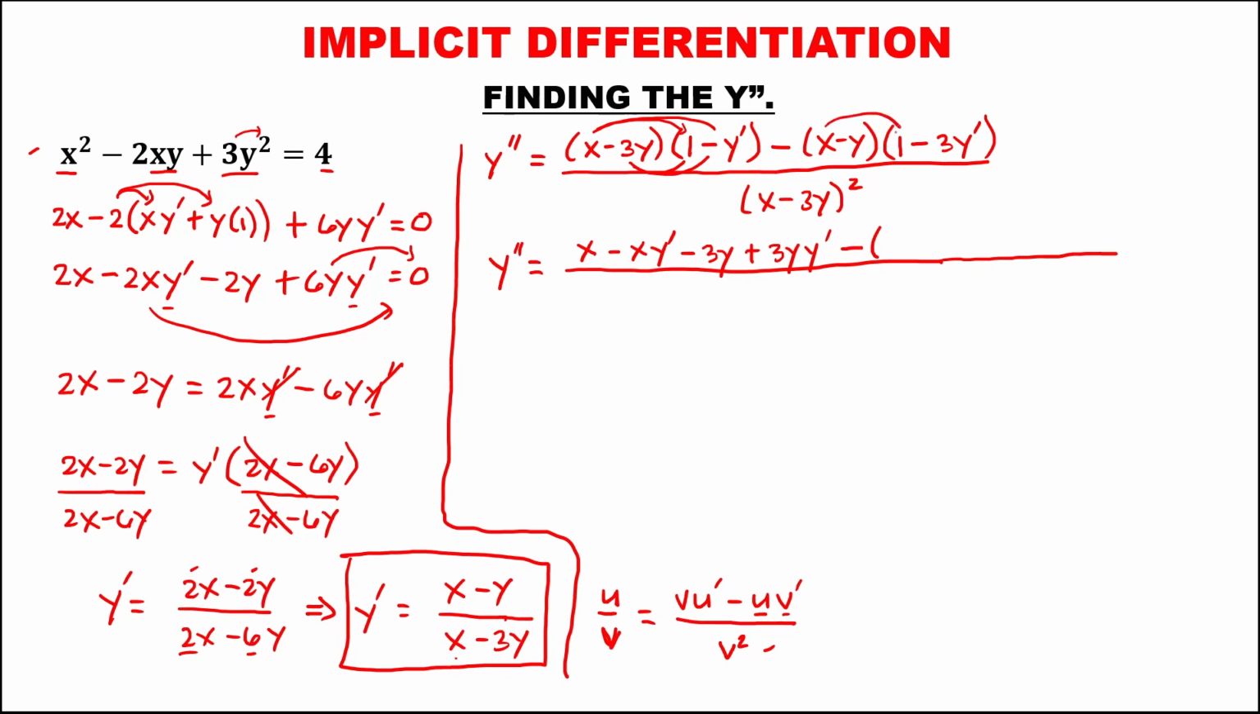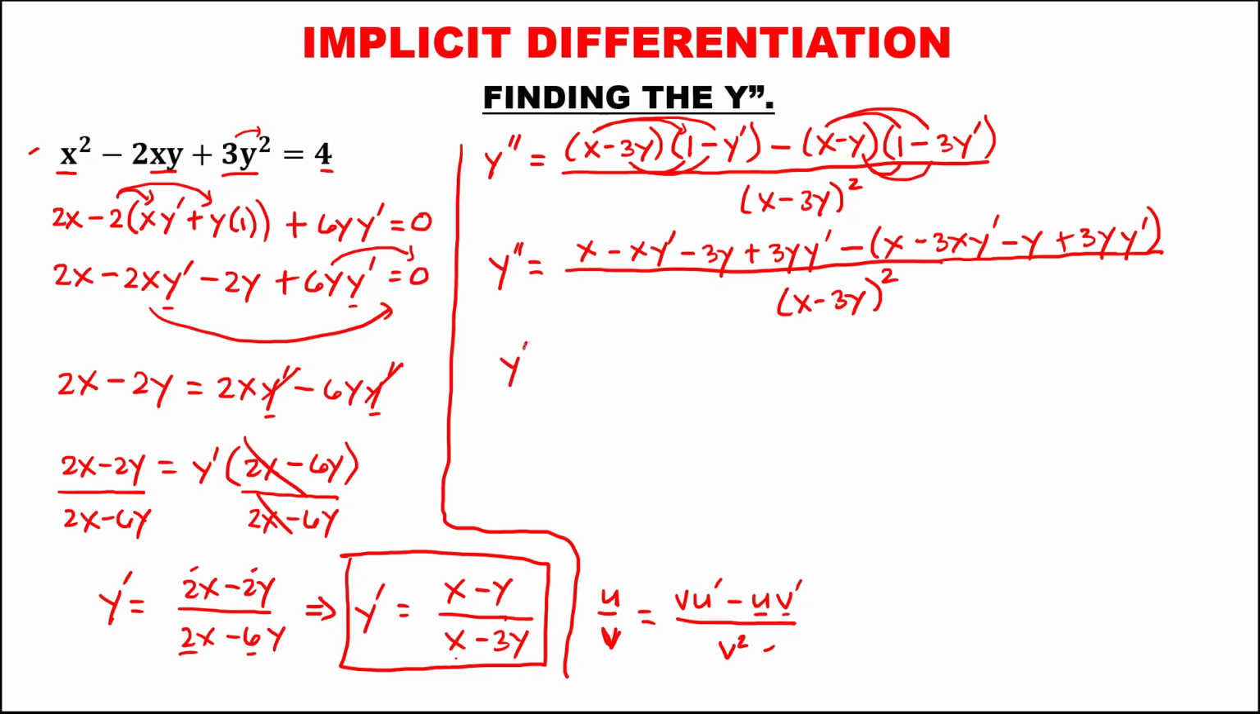Then multiply. So we have x multiply, so negative 3x y prime. Then multiply negative y and negative times negative. So this is positive 3y y prime. Then over x minus 3y quantity to the power 2.